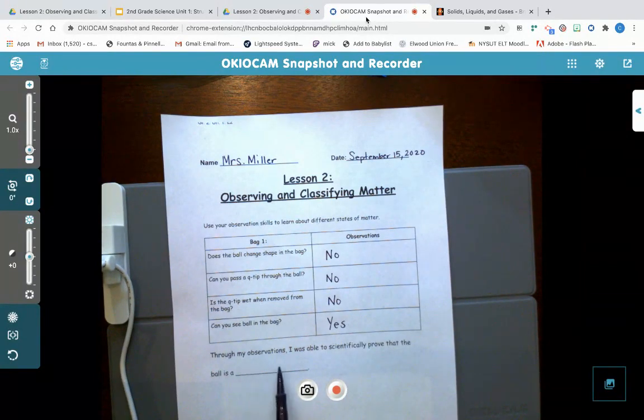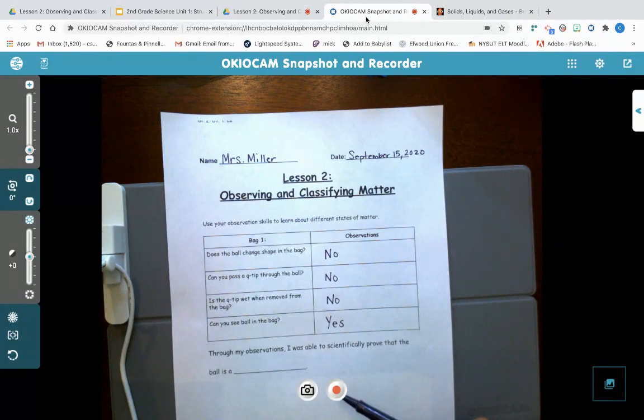Okay, now through my observations, I was able to scientifically prove that the ball is a... Would you turn and tell the person next to you or your imaginary lab partner how you're able to prove what the ball is? Is the ball a solid, a liquid, or a gas? Tell how you know. I'll give you 15 seconds and go.